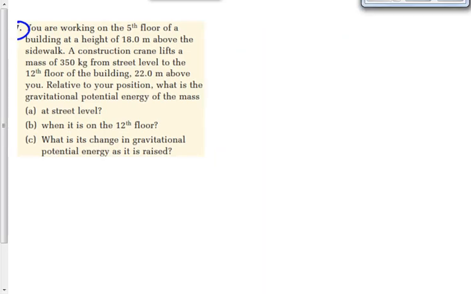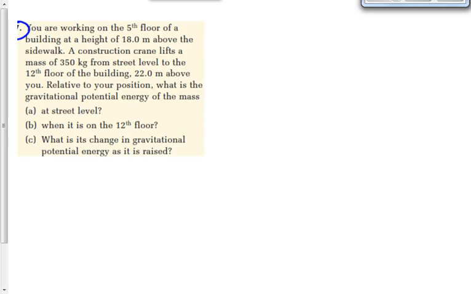Number 7 says you're working on the fifth floor of a building at a height of 18 meters above the sidewalk. A construction crane lifts a mass of 350 kilograms from the street level to the 12th floor of the building, 22 meters above you. Relative to your position, what's the gravitational potential energy of the mass at street level, when it's on the 12th floor, and what's the change in gravitational potential as it's raised? I read this and see it as a little confusing, actually. All the numbers that we have here, the 5th floor, the 12th floor, 18 meters above, 22 meters above.